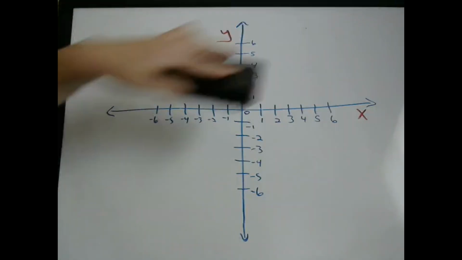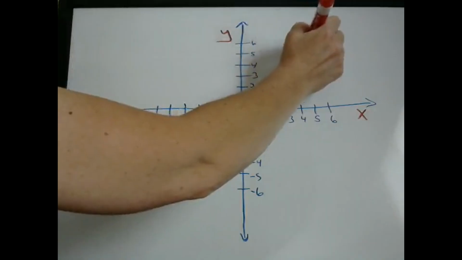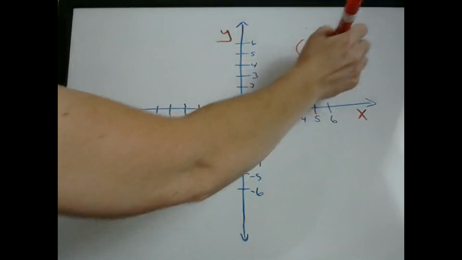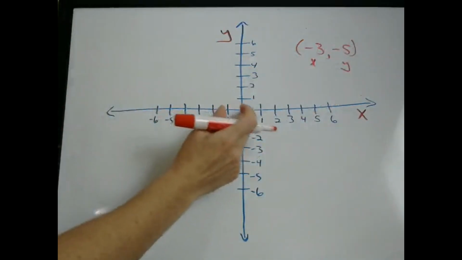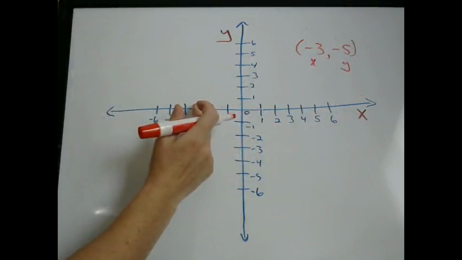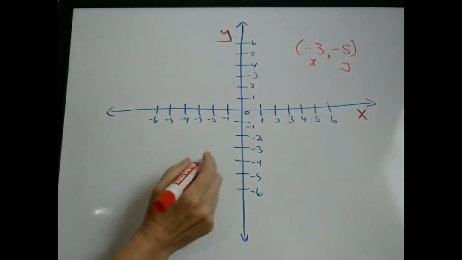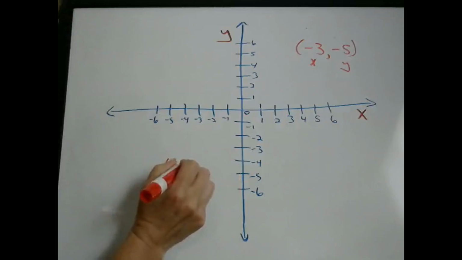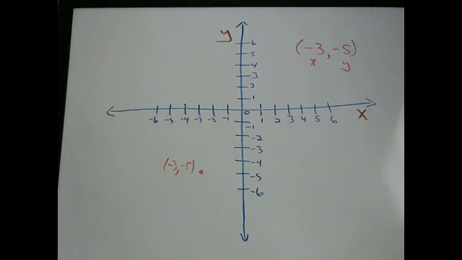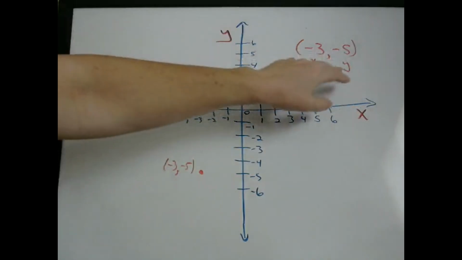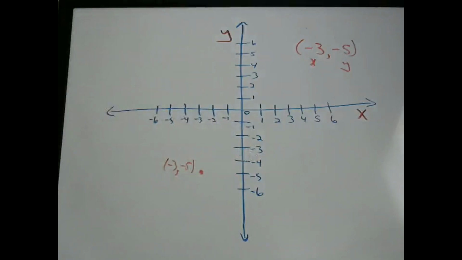We'll do one more. If you have (-3, -5), here we're going to go -3 on the x, 1, 2, 3, and since y is negative, we're going to go down 5. 1, 2, 3, 4, 5. So it's going to be right here. (-3, -5). So that's how you plot points. It's always the first number is your x, which way you're going to go, left or right. Your second number is your y. Are you going to go up or down?